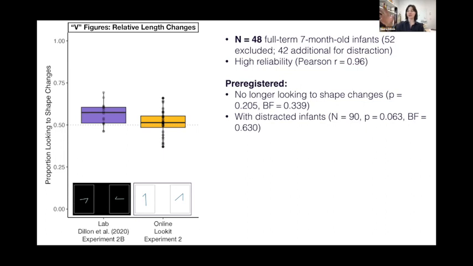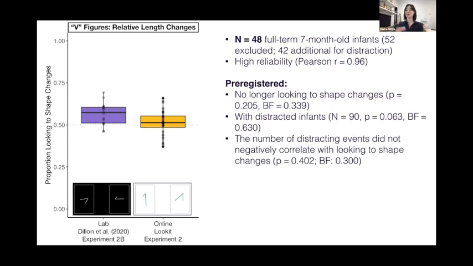Now we can talk about some of these exclusion criteria and these marginal p-values. I'm happy to talk more about that. But as you can see from the graph, or the Bayes factors, it doesn't look like an overwhelming response, even if there is a marginal p-value. And the number of distracting events here did not negatively correlate with looking to shape changes in this case. And actually it was slightly in the opposite direction.